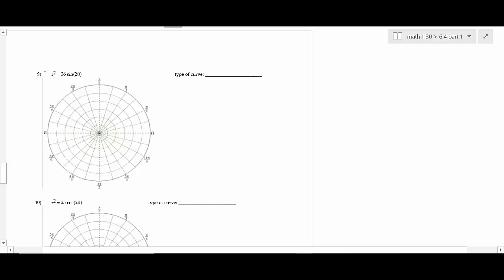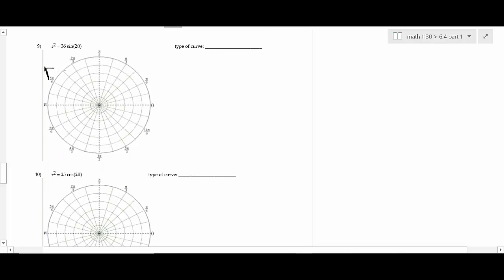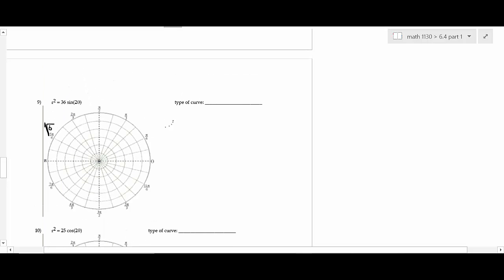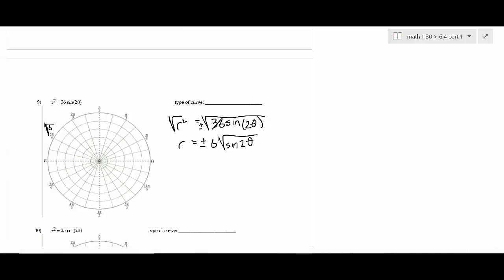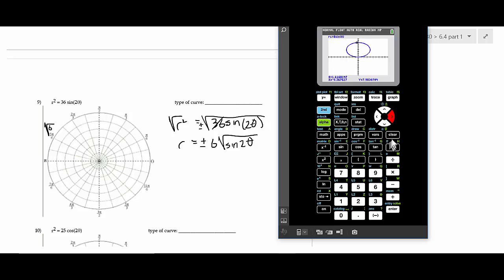You would want to take the square root of both sides. If you're going to put this in your calculator, you have to do it like this. When you take the square root of both sides, you're going to have a plus or minus. So we'd have the square root of 36 sine of 2 theta, and then r is equal to that. One thing you could do is note the square root of 36 is 6, and then you would still have the sine of 2 theta under a radical. You don't need to do anything more with that since we're doing it on the calculator. We don't need to simplify it or anything.